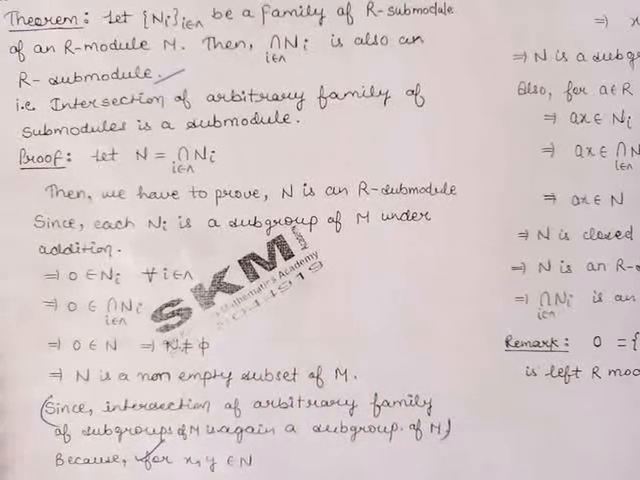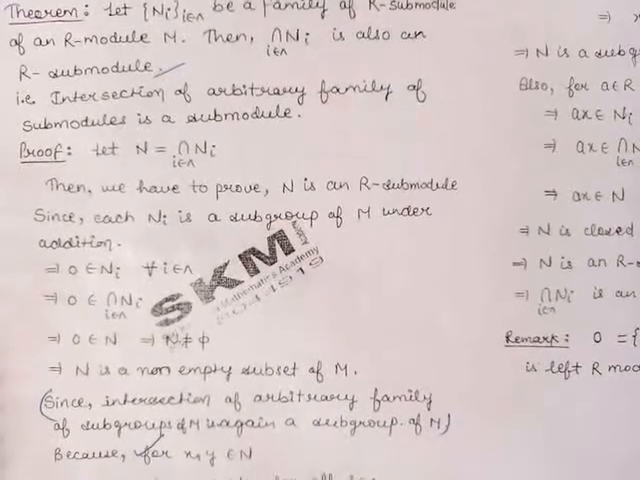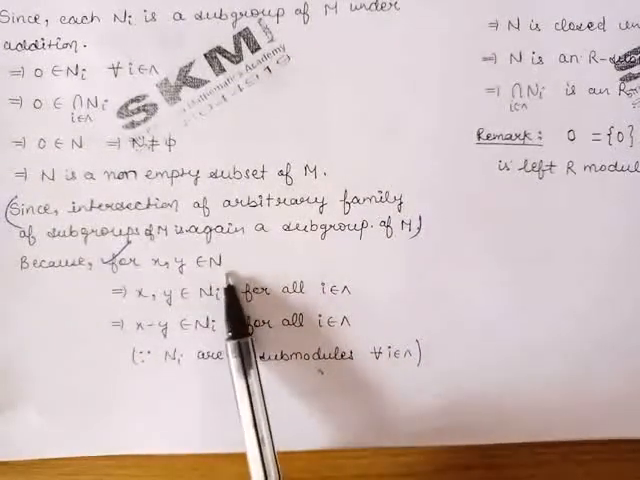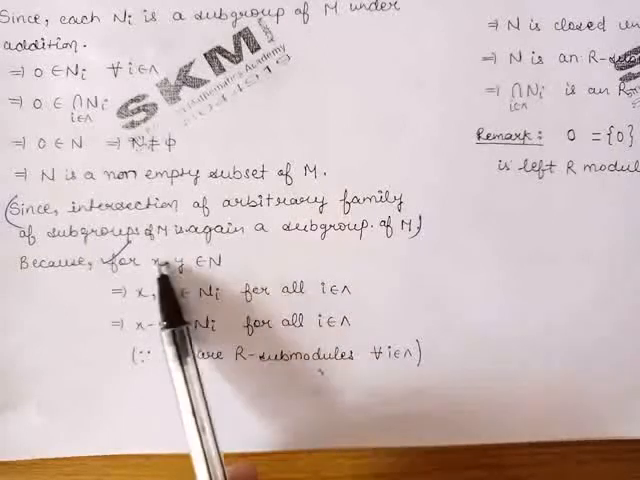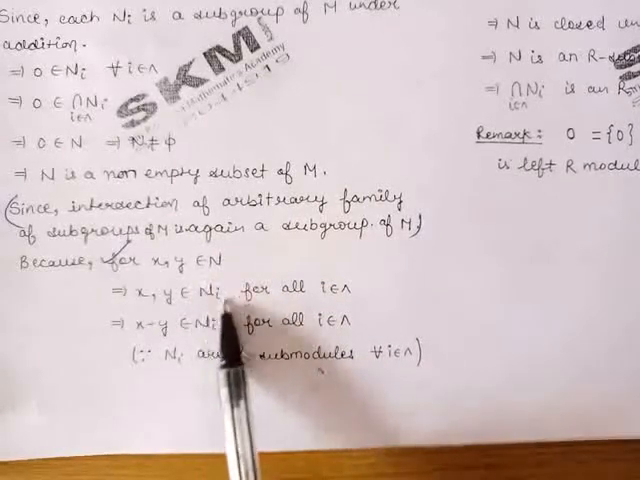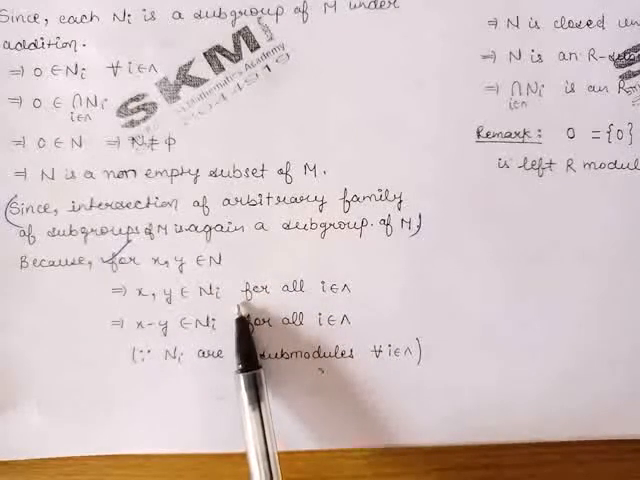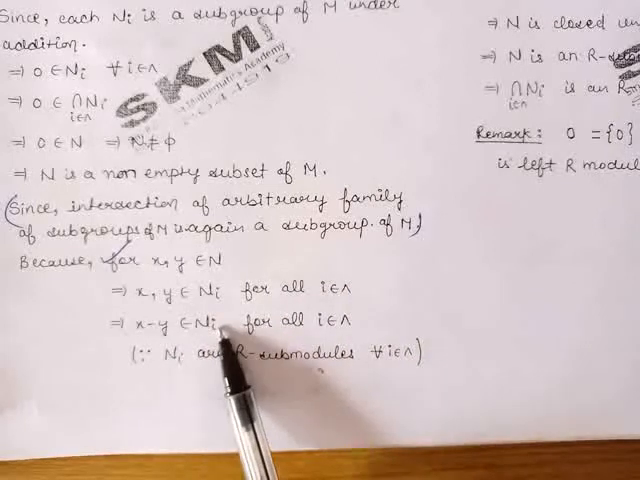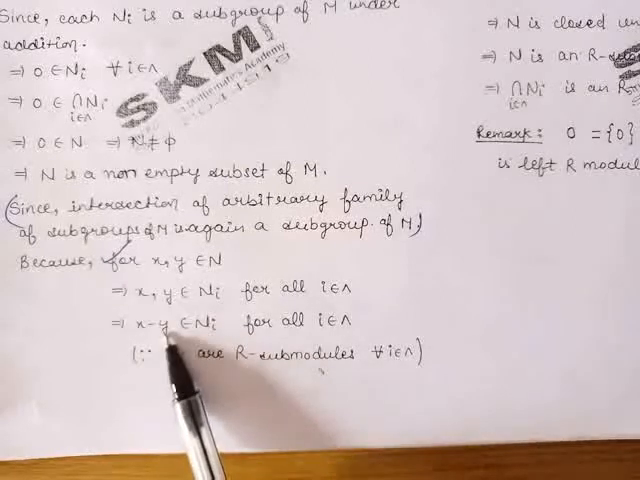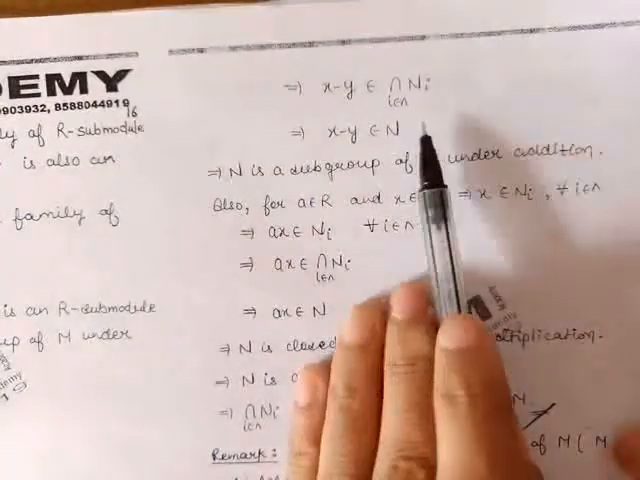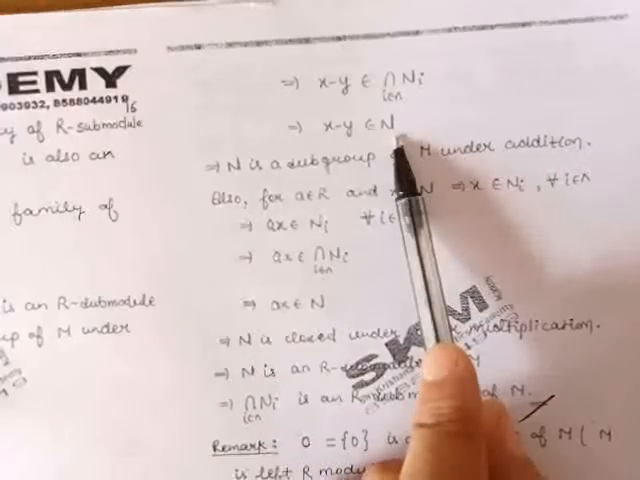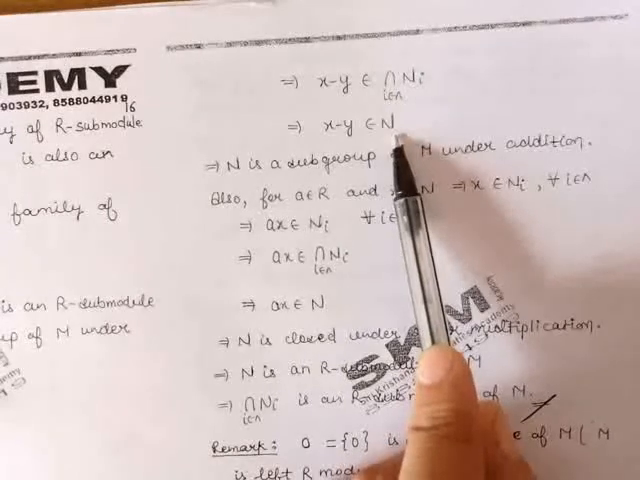Now next we have to show that N is a subgroup of M under addition. So let us take two elements x and y belonging to N. N is the intersection of all the Ni's. So if x and y belong to N, it means x and y belong to each Ni, and each Ni is a submodule of M. So x minus y belongs to Ni, and this is true for every i belonging to the index set. So we can say that x minus y belongs to the intersection of Ni's. So x minus y belongs to N.